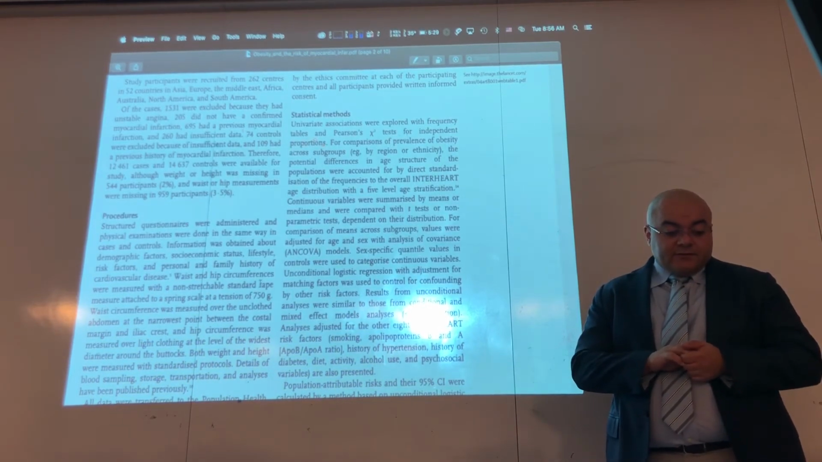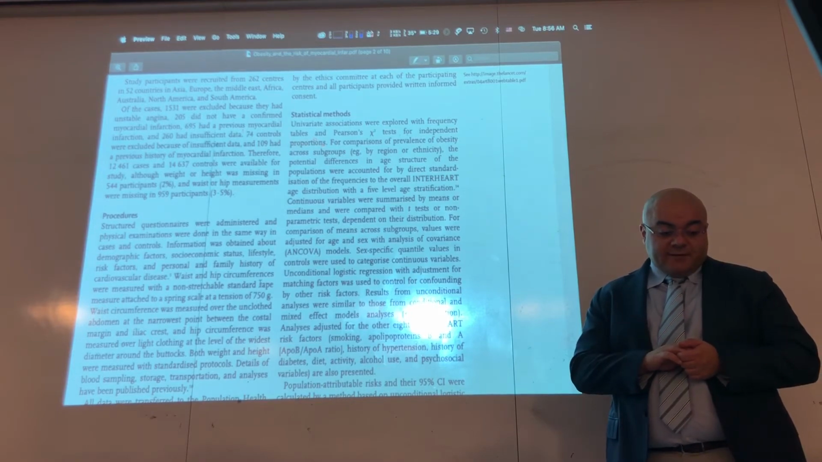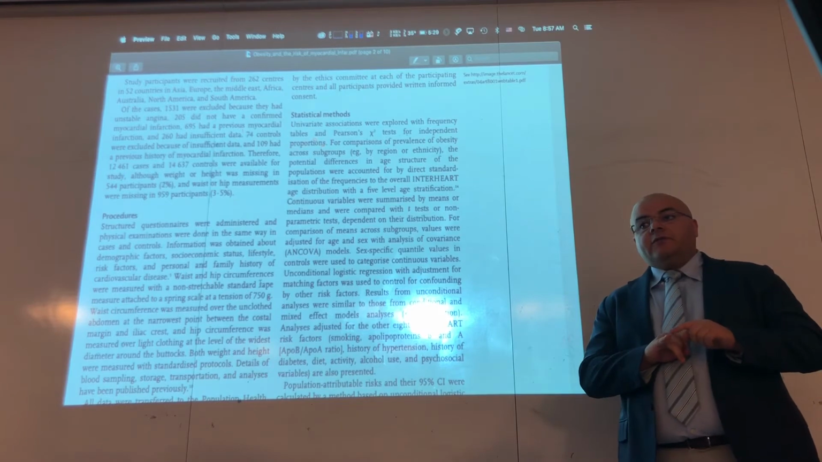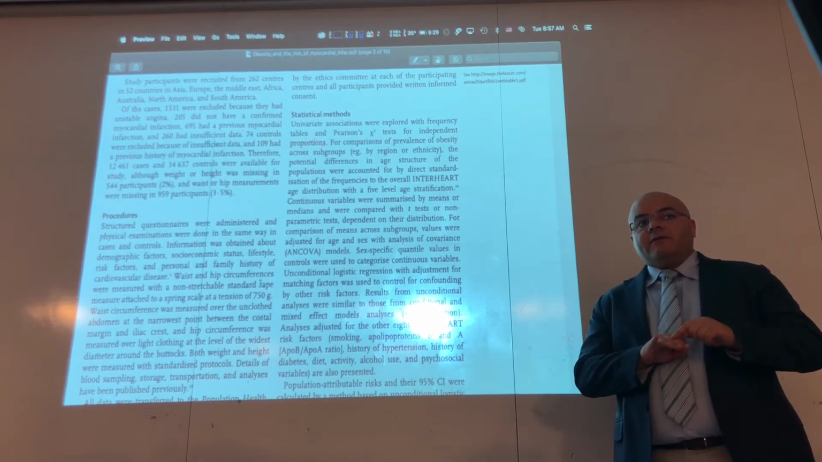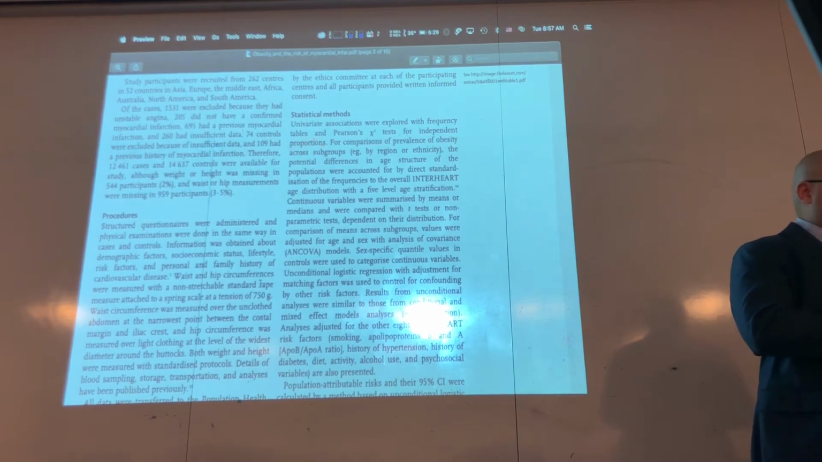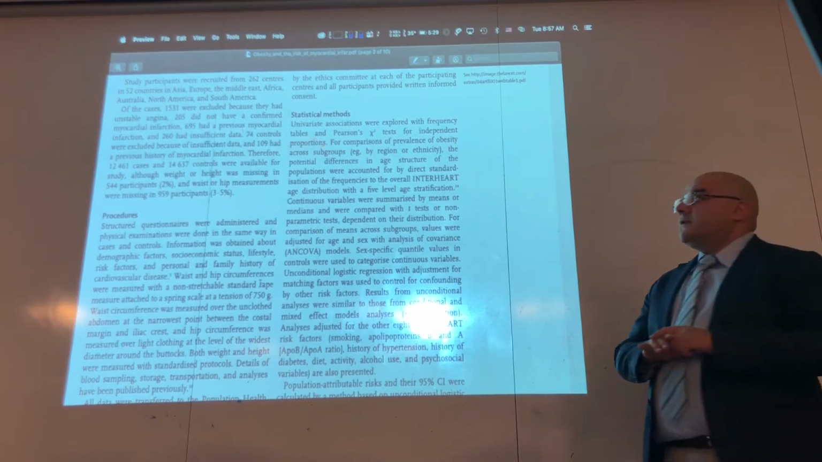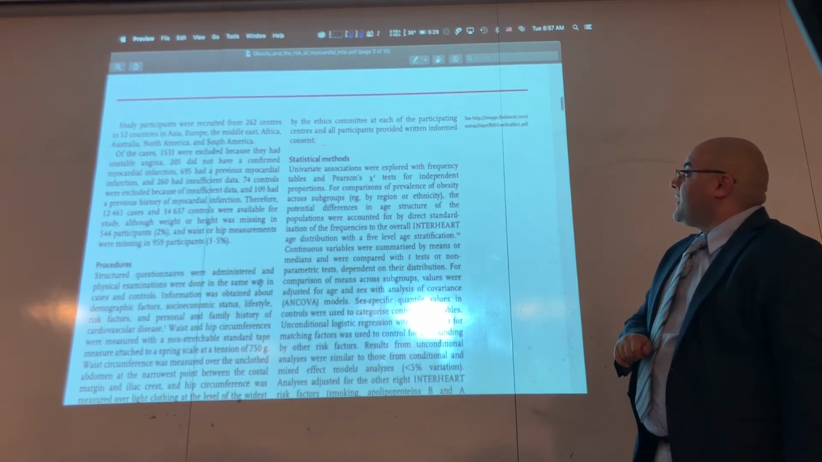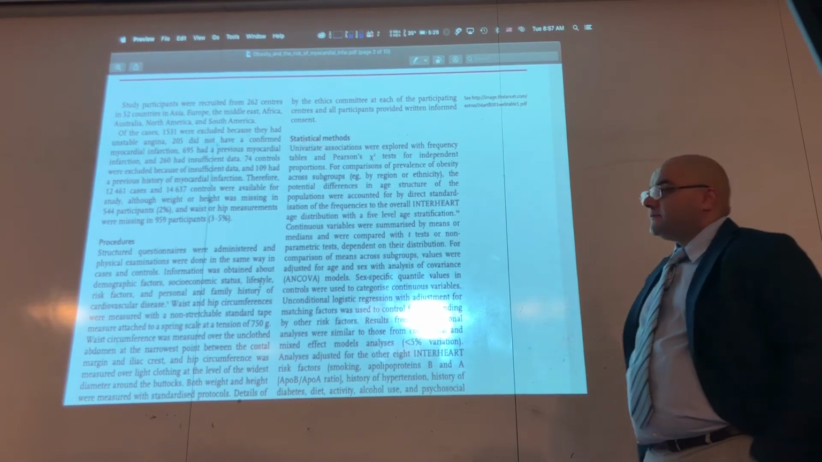Here we want to look at the statistical methods. Now we know how we select participants, how we include and exclude them. Once we finish that, we think about the variables of interest. And after we finish all of these matters, we check the statistical analysis.